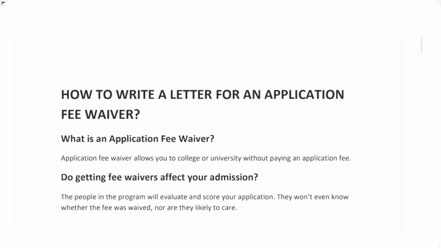So let's ask ourselves this question: does getting a fee waiver affect your admission? Definitely, you want to know. The people in the program will evaluate and score your application. They won't even know whether the fee was waived or not, nor are they likely to care. You might be thinking, will this reduce my chance? If I send this email, if I write this letter to this particular university requesting an application fee waiver, is that going to reduce my chance of getting this scholarship or gaining admission to this university? No, they don't care. It's not important to them at all.